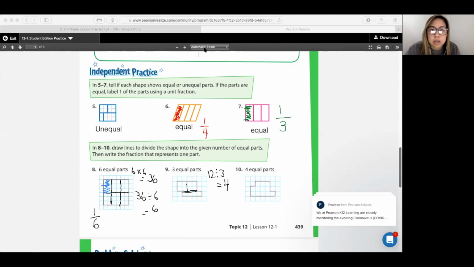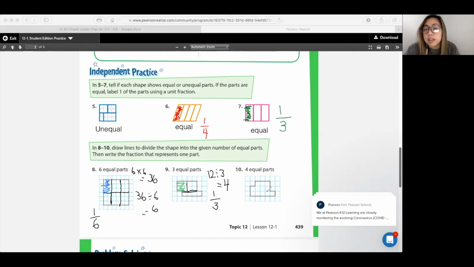And the same thing if we were to color one section. Let's do green. One section. What would the fraction be? It would be 1/3. Yay.